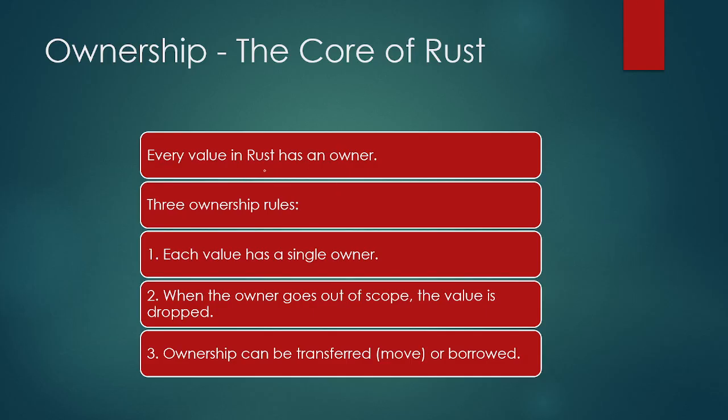Every value in Rust has an owner. There is a three-owner rule. First of all, I'm giving an example of it. Whatever the value, let's suppose I'm writing let i equals 50.